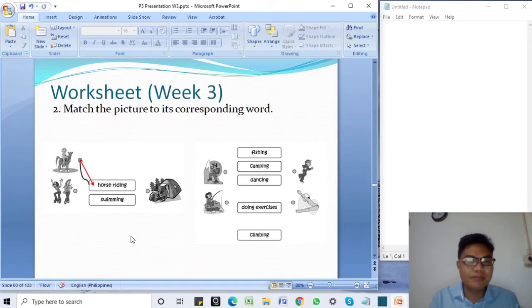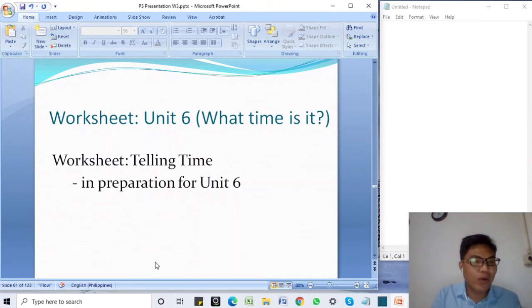Okay? Alright, so aside from worksheets from Unit 5, I have also given you one worksheet for Unit 6, which is about telling time. So, what time is it? How do you tell the time? So, I have given this worksheet in preparation for Unit 6. So, that will be our discussion next week.